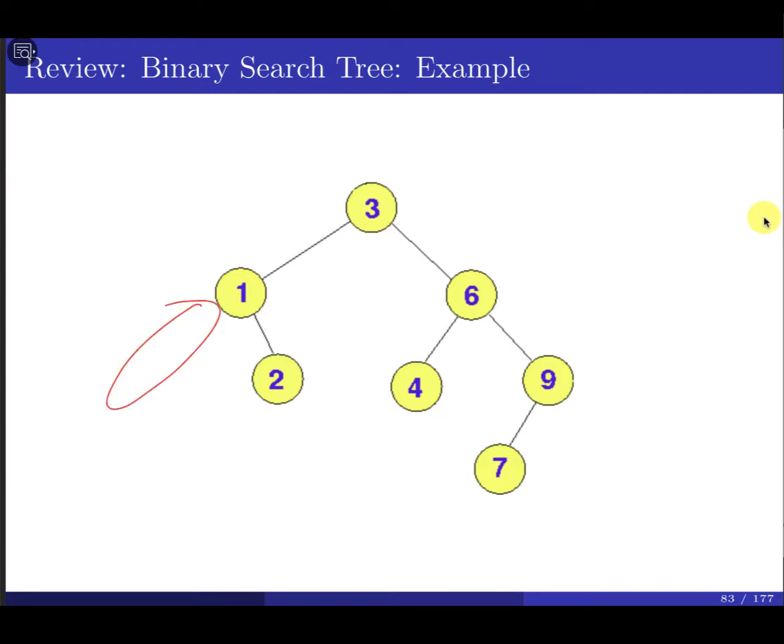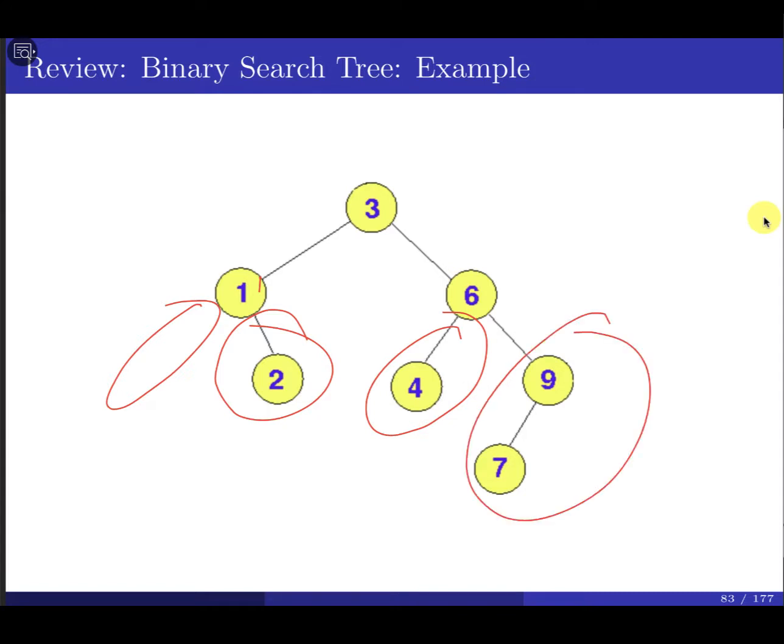Here, there is no left subtree. If there is, it must be less than 1. And here, the right subtree must be greater than 1. And the same thing here. All the left subtree less than 6, and all the right subtree is going to be greater than 6, and etc. That's the property of the binary search tree. Okay?